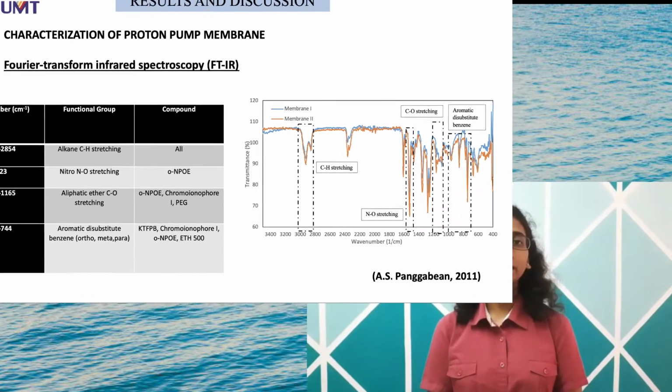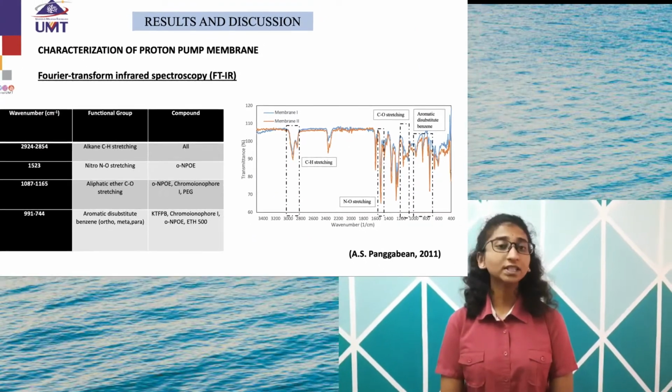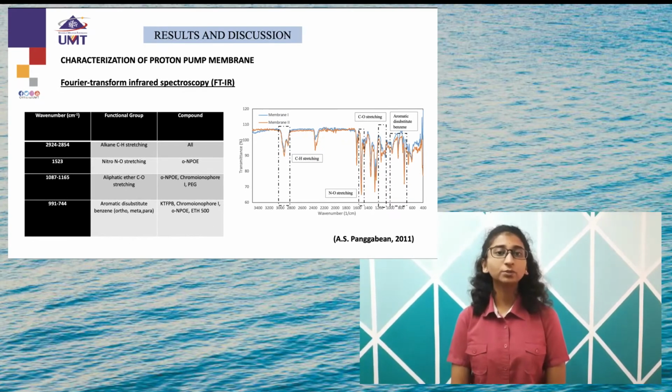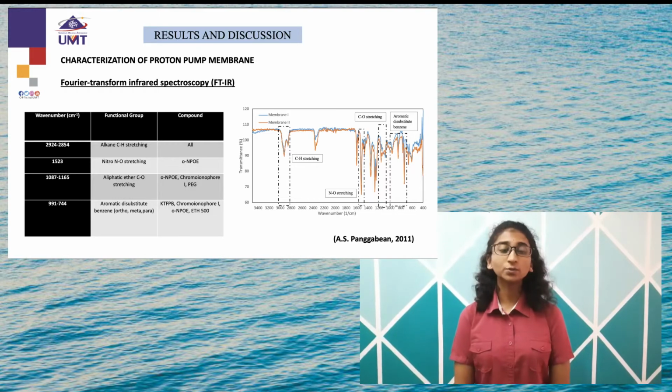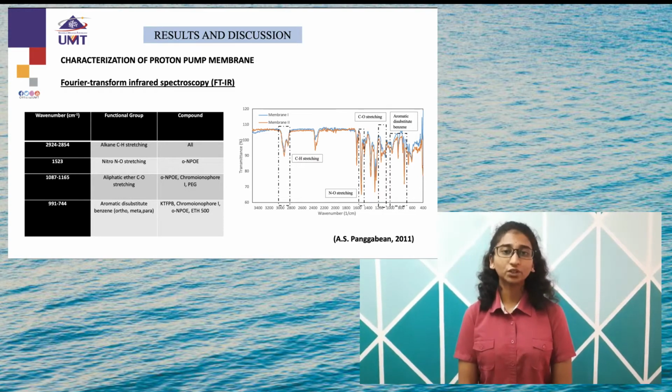Based on the FTIR results, it is noted that there is no significant difference observed between the spectrum of membrane 1 and membrane 2 of proton pump membrane, as all the compounds present in the membrane have almost similar functional groups.